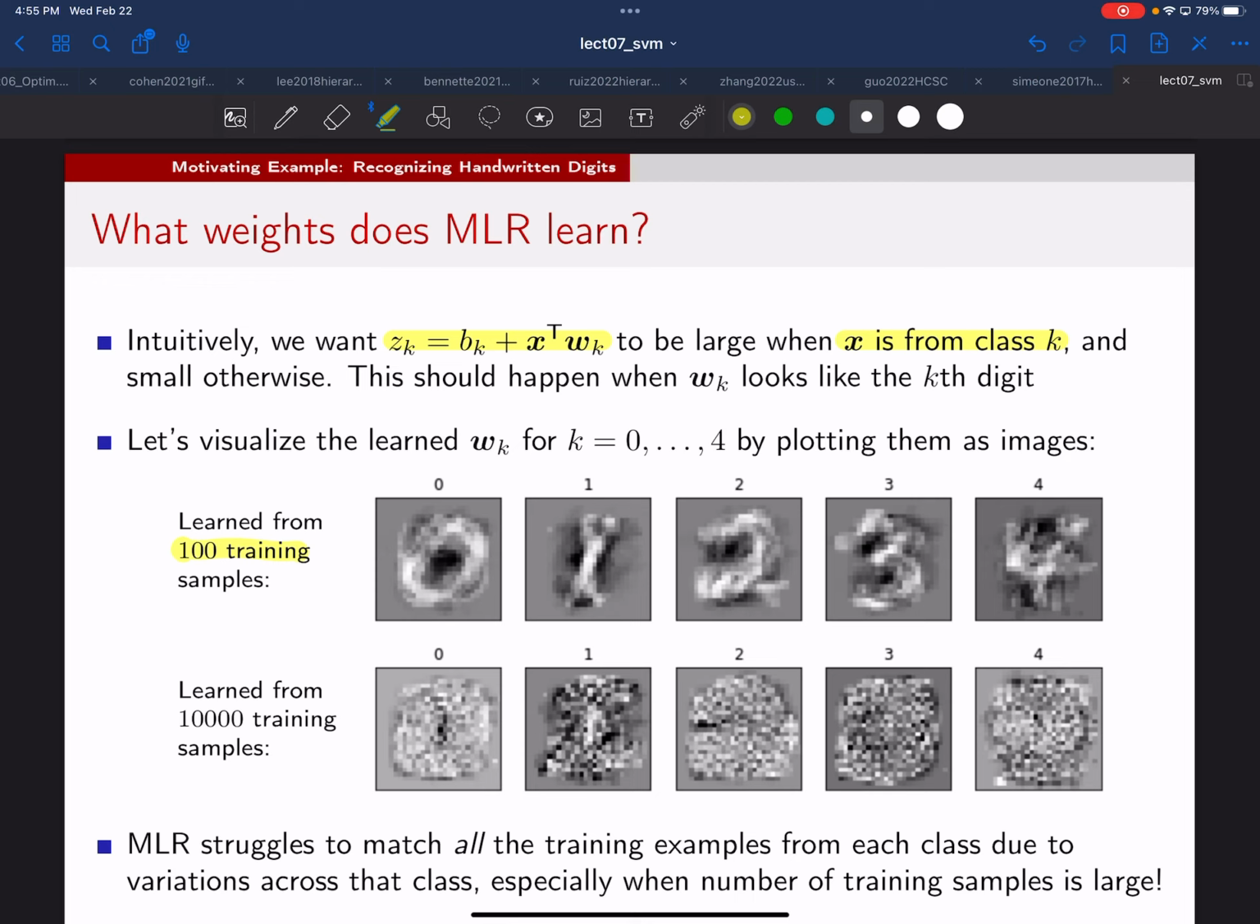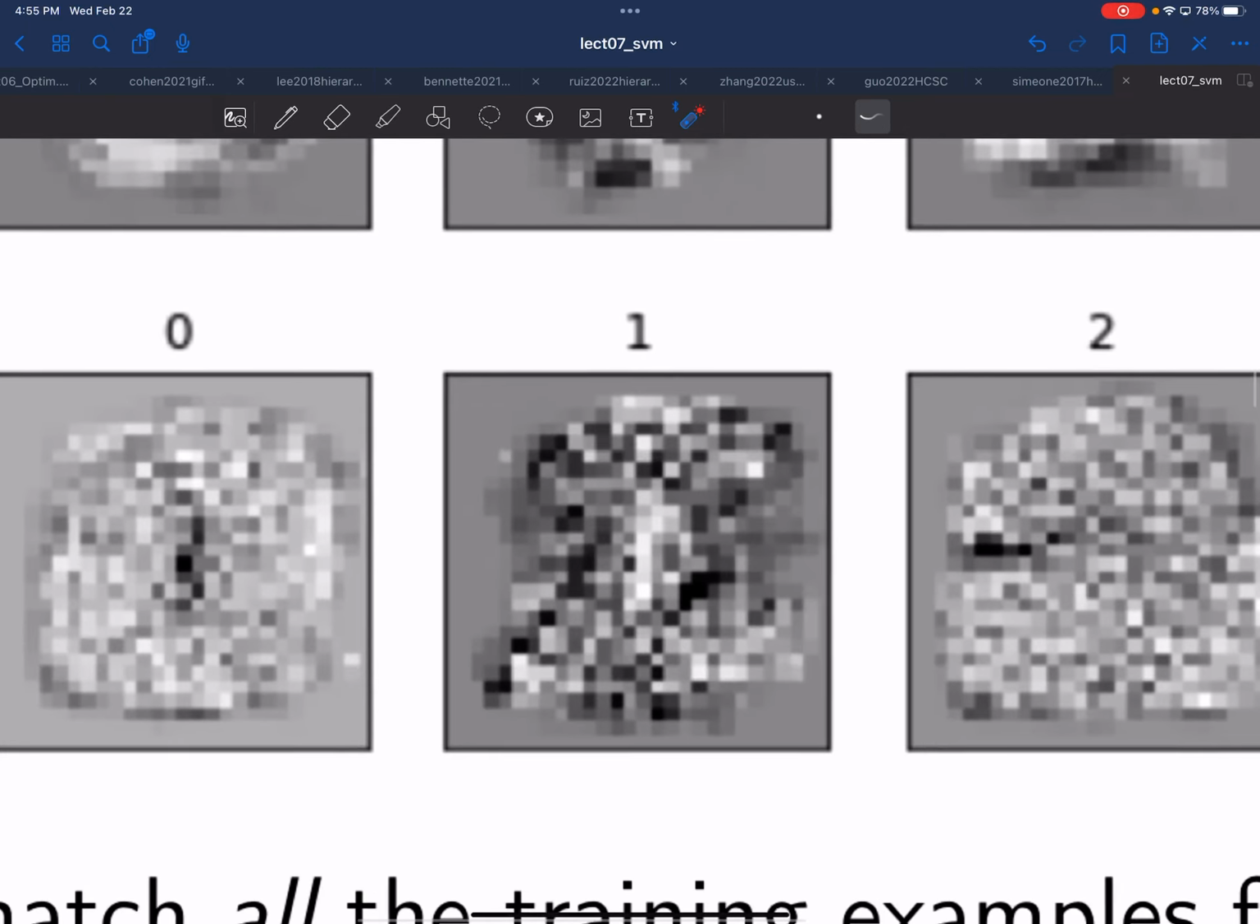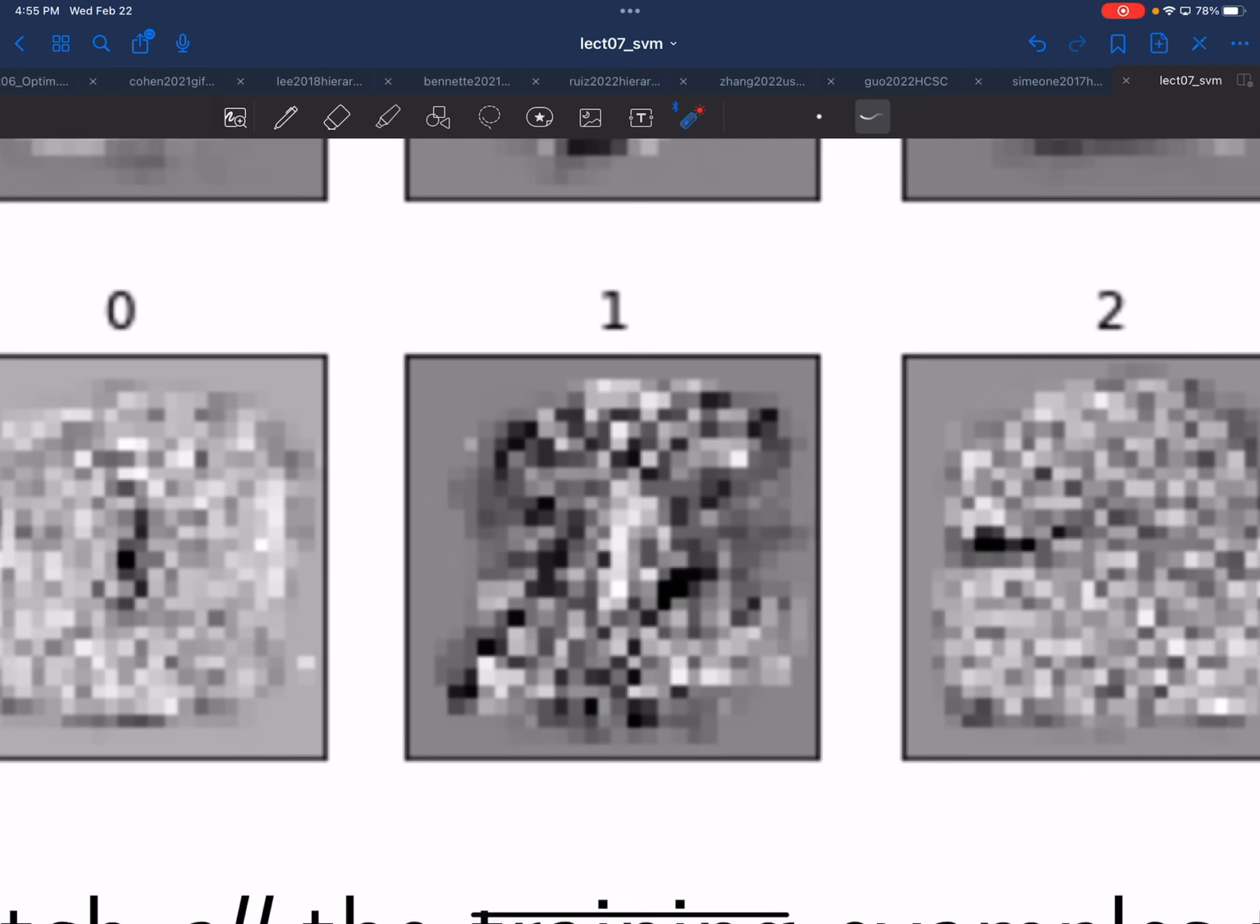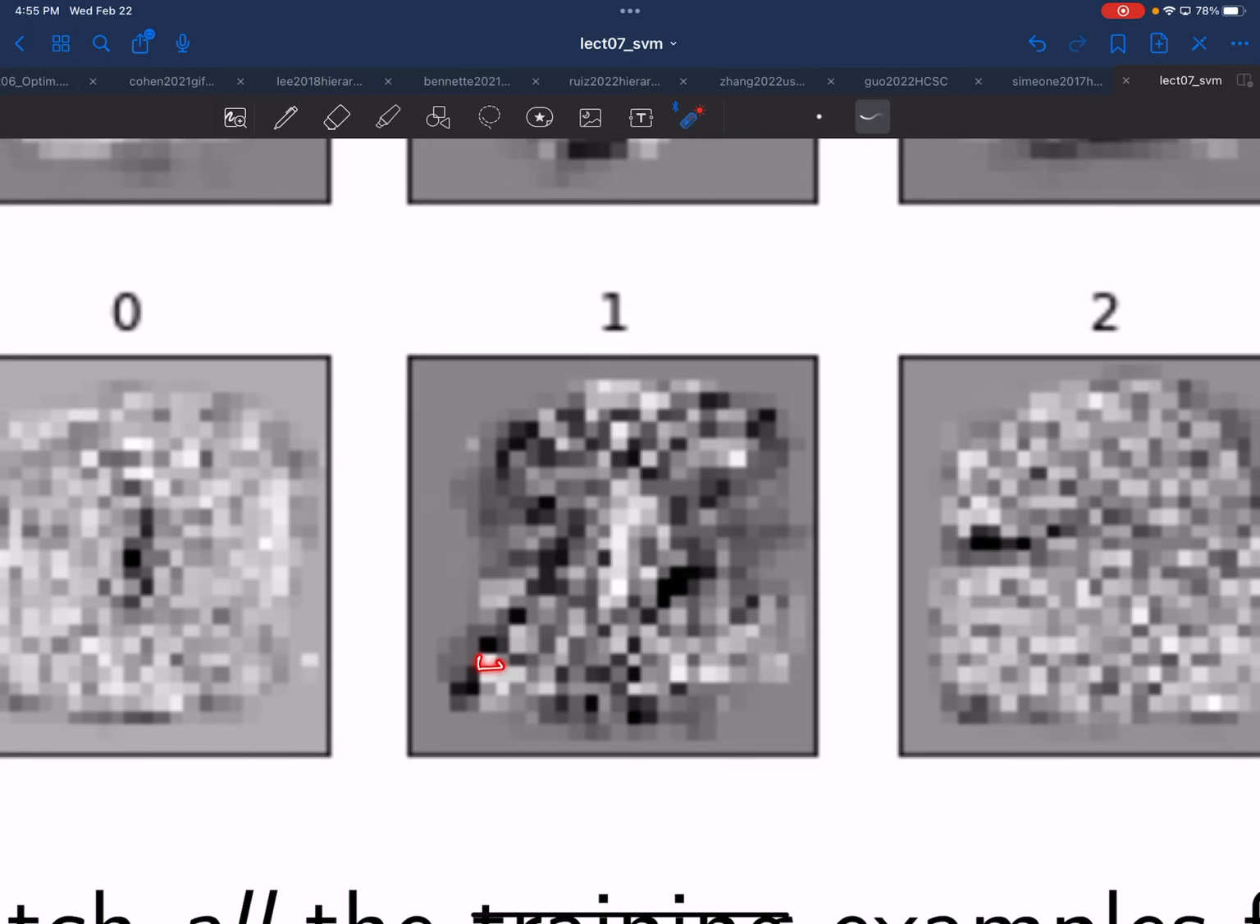What's kind of strange is when you use our 10,000 training samples and now you look at the weight vectors, they look kind of crazy, right? It's hard to see the 0 in here. It's hard to see that there's a 1 in here, or a 2 in here, 3, and 4. It just looks like somehow the method learned to focus very much on single pixel values. It's like, oh, I noticed over these 10,000 samples that all of the 1s have a bright pixel here, and they all have a dark pixel here. But that's kind of weird almost, right?